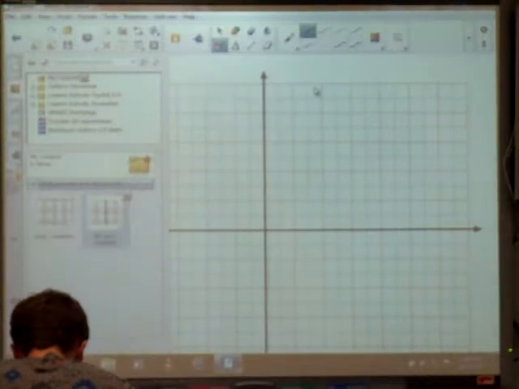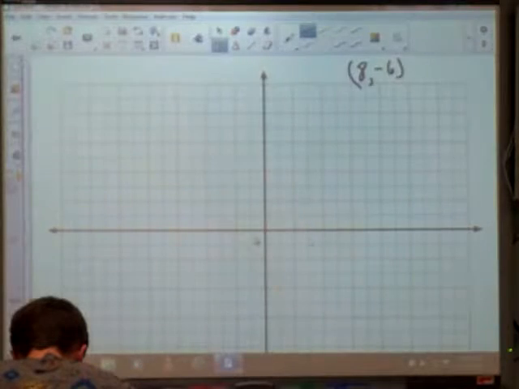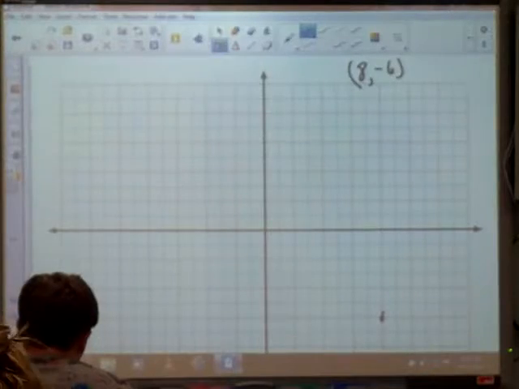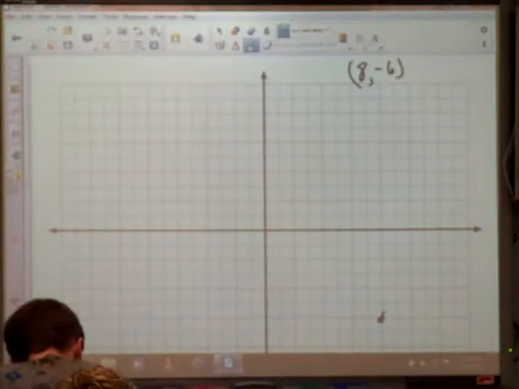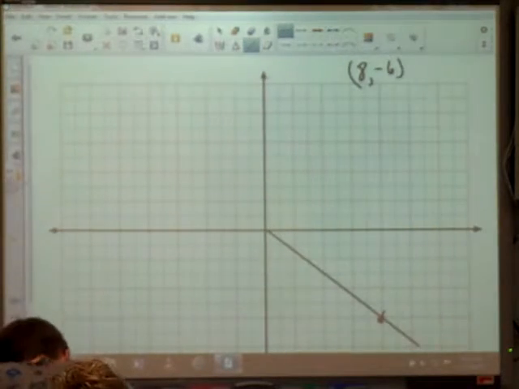Alright, this time it says the terminal side of an angle theta in standard position passes through the point 8, -6. Find the values of the 6 trigonometric functions. So 8, -6 means it's going to be down here in quadrant 4. 1, 2, 3, 4, 5, 6, 7, 8. 1, 2, 3, 4, 5, 6. Okay, so we got that point, which means the ray would be there.